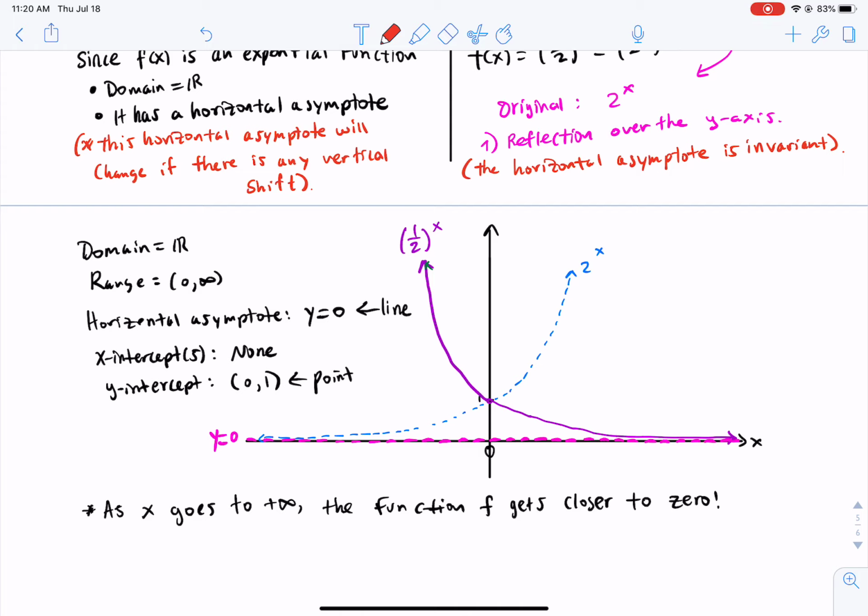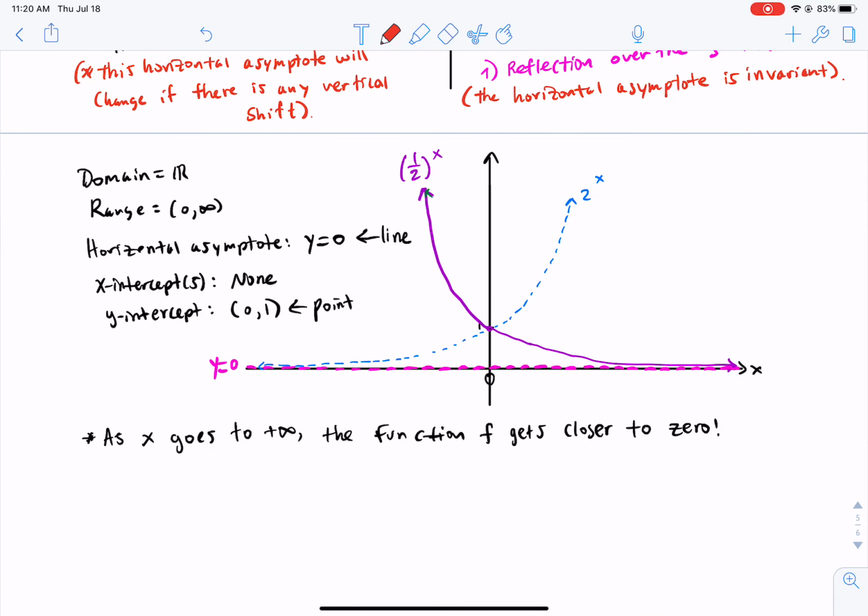Okay, and then as x goes to negative infinity for this one, the function f goes to positive infinity, like that.